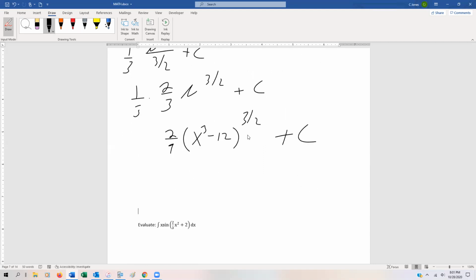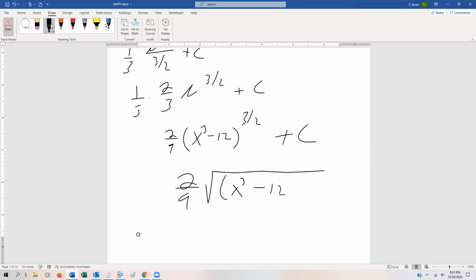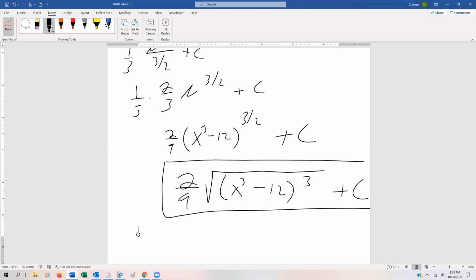And now if you really wanted to, you can rewrite this in terms of a radical. So our antiderivative is going to be 2/9 square root of x cubed minus 12 to the 3rd power plus a constant c. All right, and again, you can check this by finding the derivative. That's the really nice thing about these integrals: you should be able to check your answers just by really quickly finding a derivative.